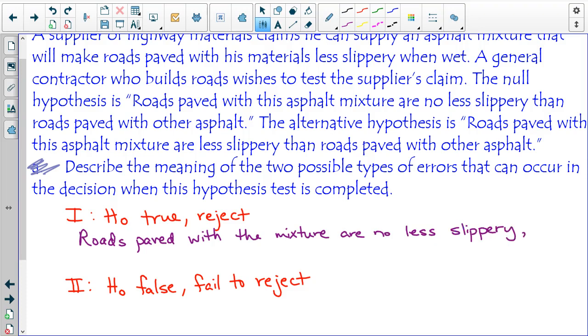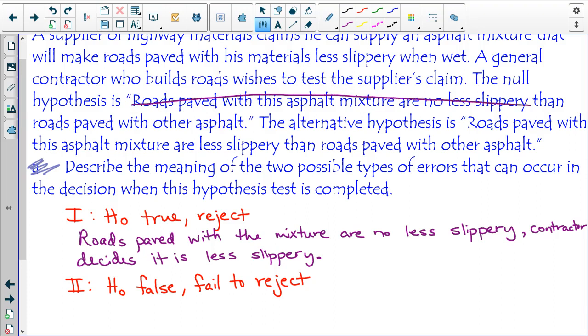But we reject that, so what would we decide? Yeah. I guess I should put the contractor because that's who's testing it. The contractor decides that it is less slippery, right? The mixture really isn't doing anything. They're no less slippery, but the contractor decides that it is less slippery, right? He rejects the null. Do you understand that? So he's going to say that this right here, this no less slippery, he's rejecting it. So he's saying that's not true. So he's going with this, which would be that they are less slippery, okay?